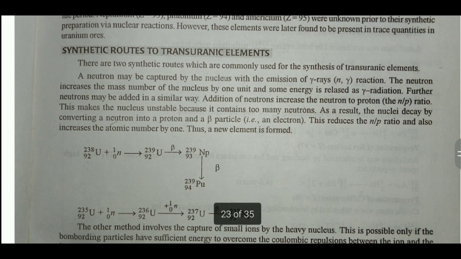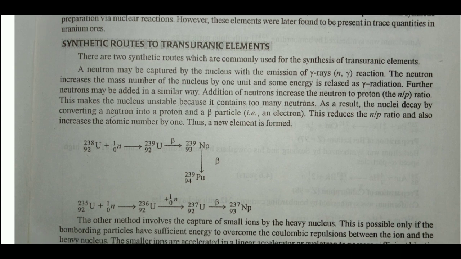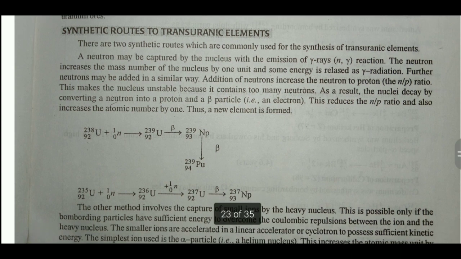Synthetic routes to transuranic elements. There are two synthetic routes which are commonly used for the synthesis of transuranic elements. A neutron may be captured by the nucleus with the emission of gamma rays, the (n,γ) reaction. The neutron increases the mass number of the nucleus by 1 unit and some energy is released as gamma radiation. Further neutrons may be added in a similar way.